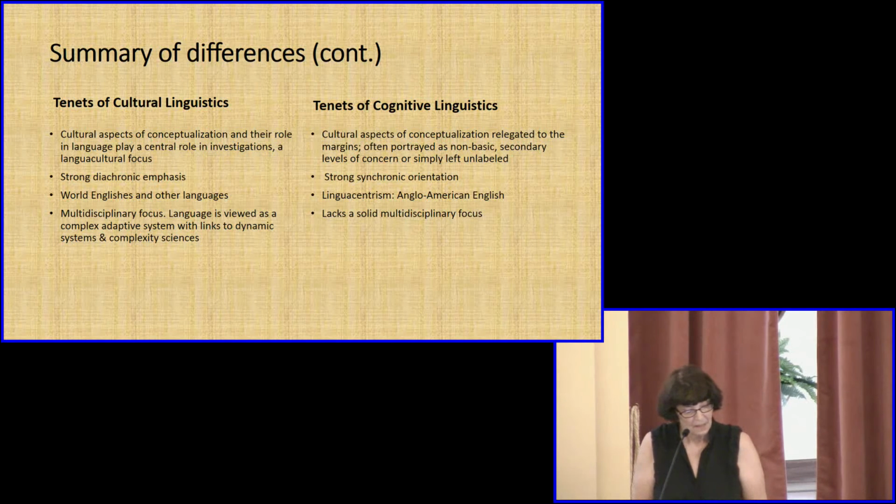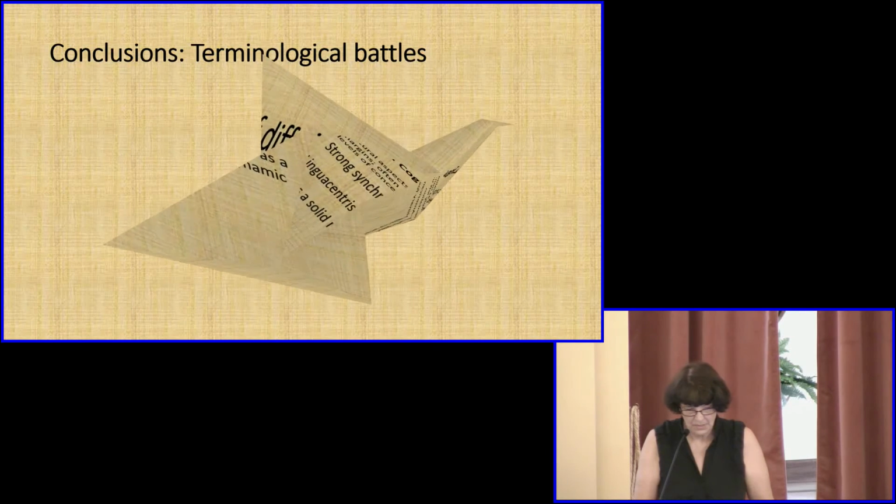set up. For cultural linguistics, we have a multidisciplinary focus, and I think this is very, very important, that language is viewed as a complex adaptive system with links to dynamic systems and complexity sciences. Cultural linguistics is truly open to the cognitive sciences. In the case of cognitive linguistics, I believe that it really lacks a multidisciplinary focus.